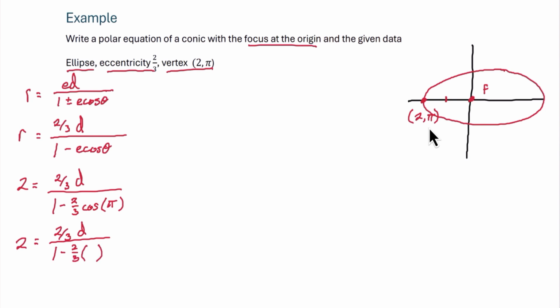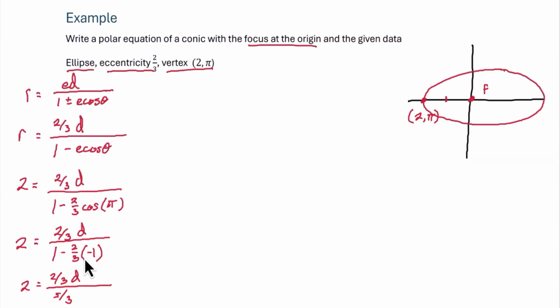Think about your unit circle. That is -1. We now have 2 equals 2/3 d divided by 1 minus -2/3 times -1, which is positive 2/3. 1 plus 2/3 will give us 5/3.